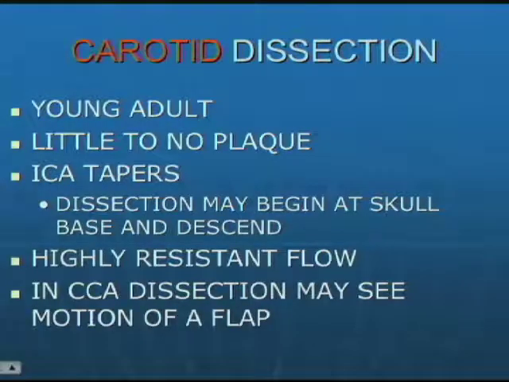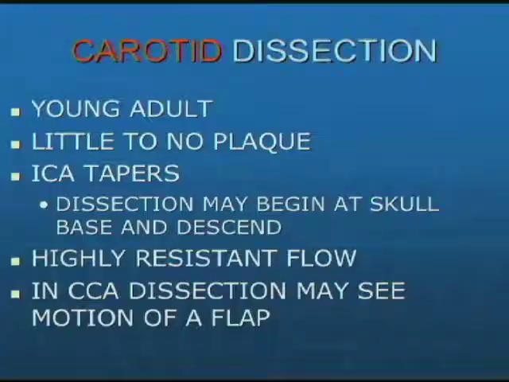Carotid dissection is another entity to be on the alert for. This occurs in young adults primarily with little or no plaque. That really separates them from an older group who have plaque. The ICA tends to taper from the dissection, which may begin at the skull base and descend. This flow is also highly resistant, and in the common carotid artery dissection, if it's acute, you may actually see motion of a flap.